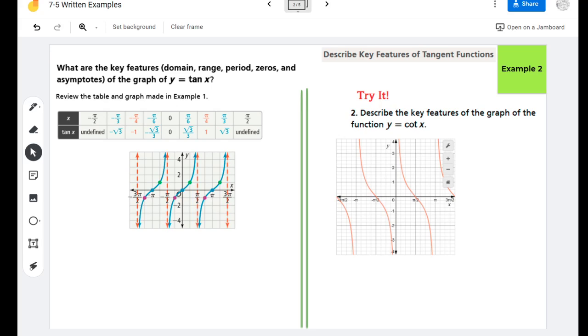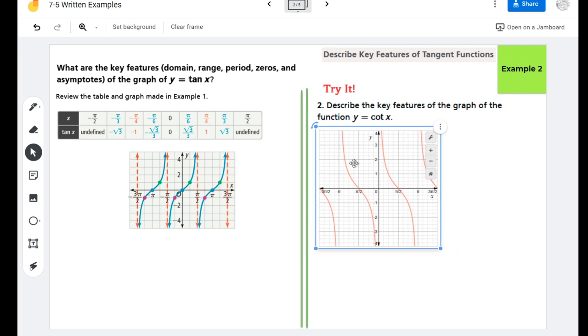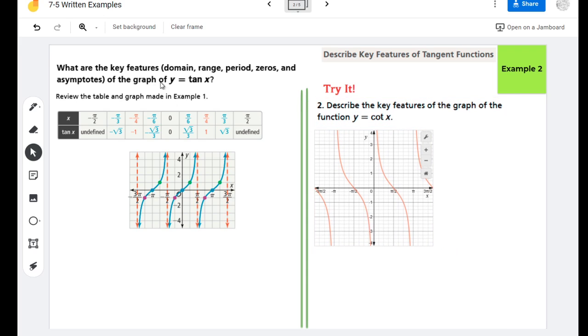In today's video, I'm covering example 2 from section 7-5 in the SavvasRealize Algebra 2 textbook. The goal of today's video is to describe some key features of tangent functions. It lists off the key features that we want to look at, so let's make sure that we touch on those, okay?